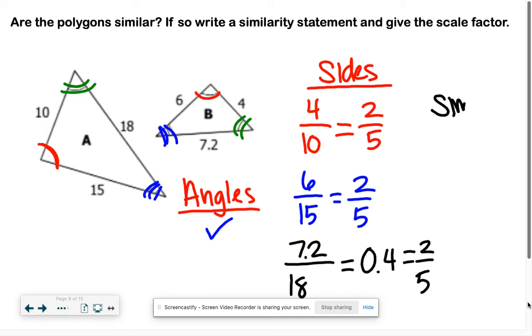So we put similar. Could we put the decimal instead? Yeah, you can put the decimal instead. But the only thing is when you give the scale factor, since that's what it wants, do it as a fraction. So 2 fifths. It's 0.4 because if you divide 2 by 5, that is what 0.4 is.